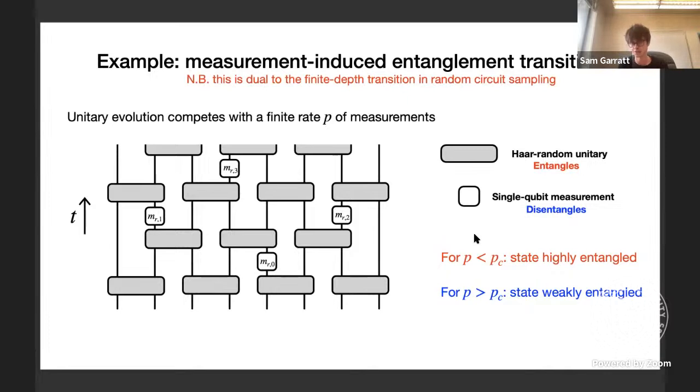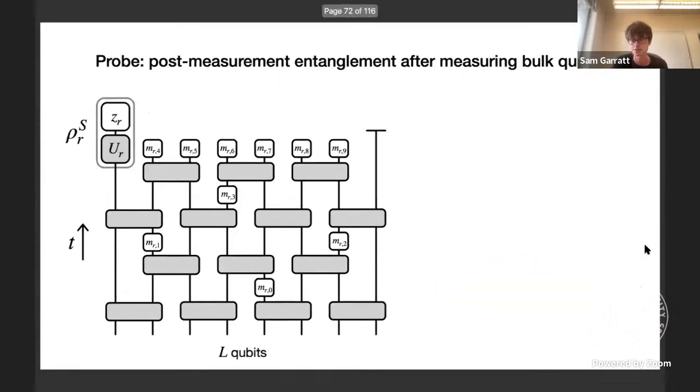The reason that this transition is particularly interesting in this setting is that if the state is highly entangled, we can't simulate it. The classical memory that would be required to represent this state would be exponentially large in the number of qubits. Whereas for P greater than PC, we have efficient ways of simulating these states using tensor networks.